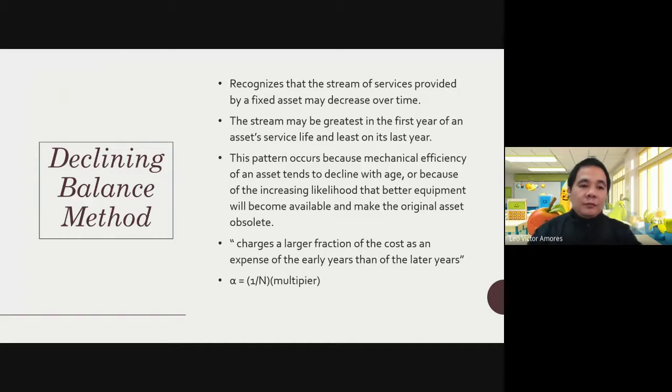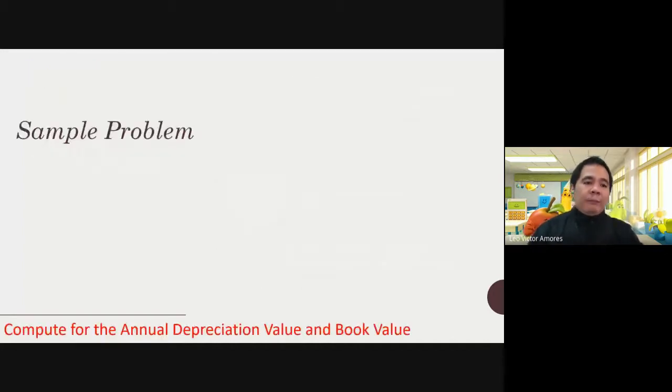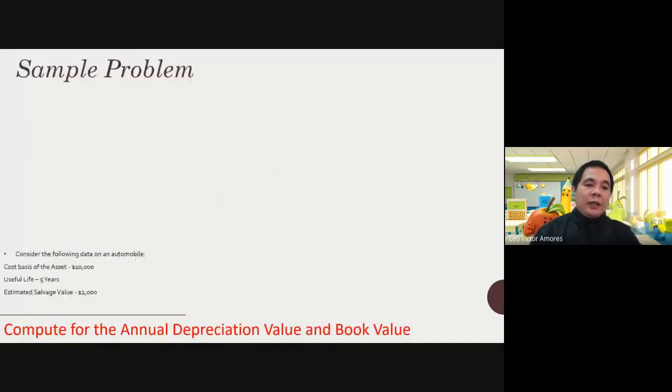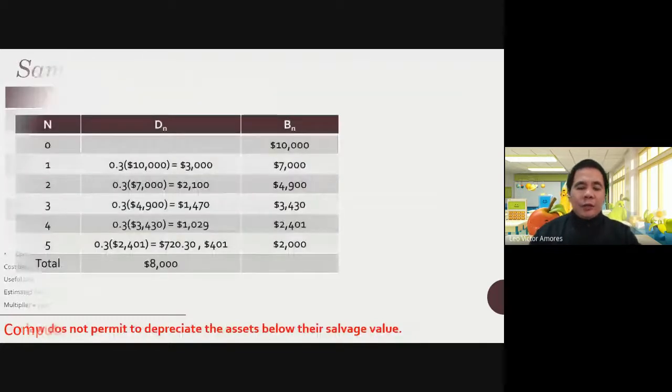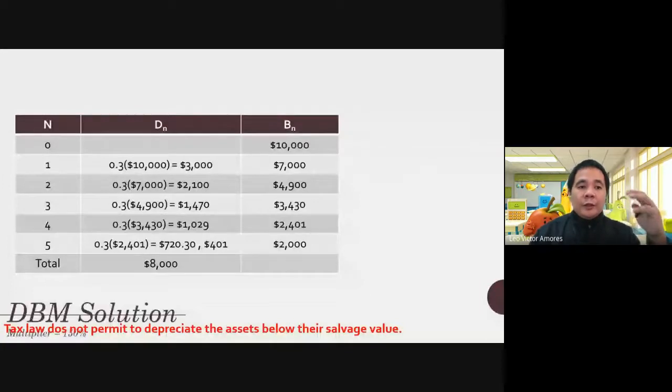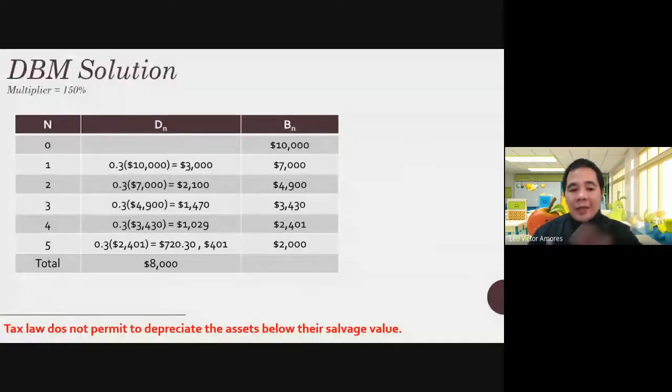Yep. So, what happens when you are using a declining balance method? For a declining balance method, usually at the end part of your depreciation, you have to adjust. Why? That's because tax law does not permit to depreciate the assets beyond their service life or salvage value.